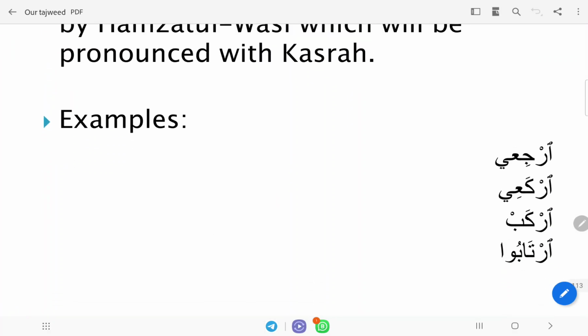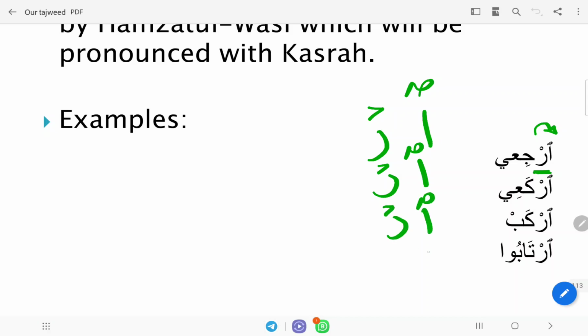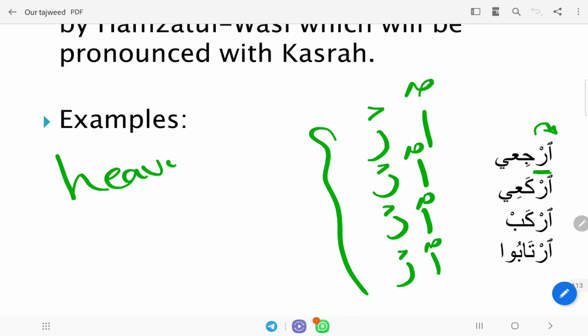For example, irji'i. Here the ra is sakin, and it is preceded by hamzatul wasl. Also here irka'i, the ra is sakin and preceded by hamzatul wasl. Also here irkab, ra sakin and preceded by hamzatul wasl. Irtabu, here the ra is sakin and preceded by hamzatul wasl. Also these all are heavy ra.